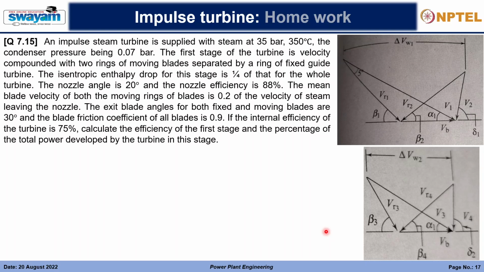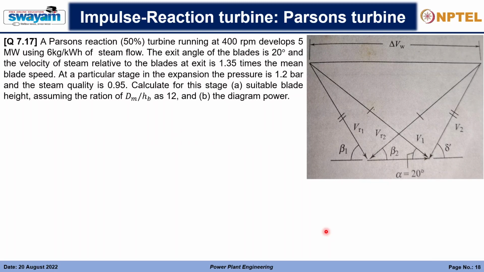And I think we are already past time. I wanted to introduce to you the Parsons turbine, so I will quickly go through the Parsons turbine also. In a Parsons turbine, it is an impulse reaction turbine, and basically it is used for marine applications like ships and everything. There you need not have a very bulky system, right? You do not need a very bulky system. The power should be sufficient for the vessel to move, right?